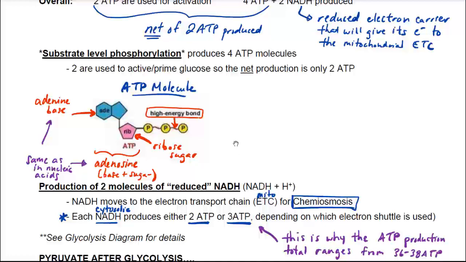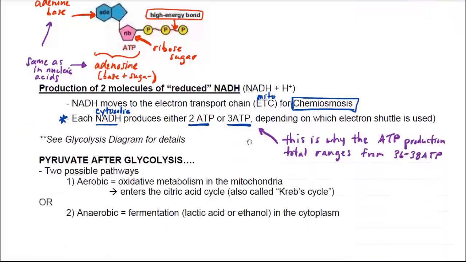So quite interesting that those molecules are very, very similar to do pretty much two of the most major jobs in the entire organism. Pretty cool. Then we've got the production of two molecules of reduced NADH, again, because it's stolen electrons. And it's going to move to the electron transport chain, which is inside the mitochondria, just mito for short. Electron transport chain, ETC. And we're going to give those electrons to the membrane.